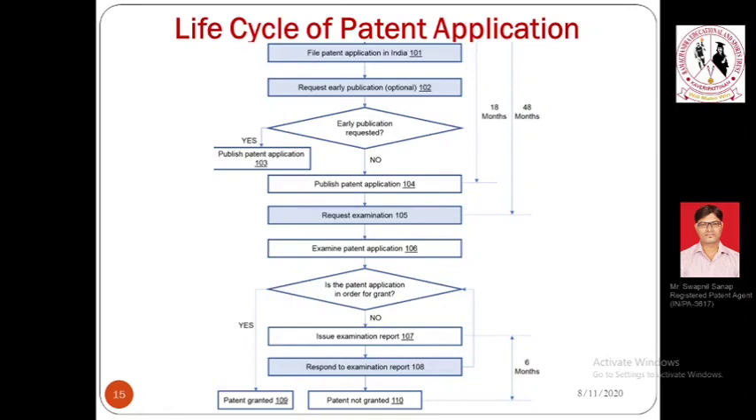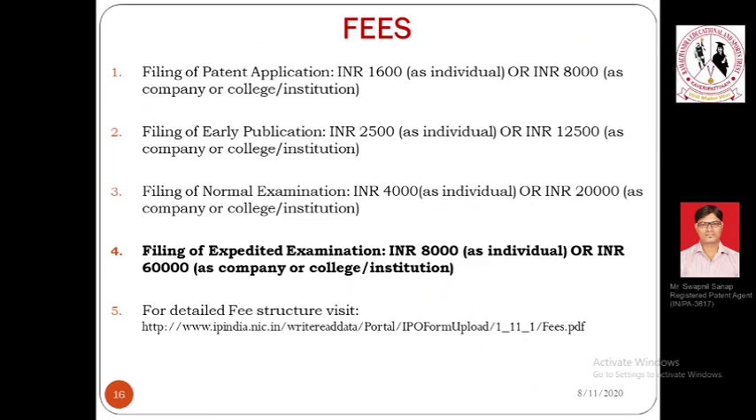So if you want to publish your complete application which is filed at step 101, you need to pay the fee of 2500 rupees if the application is filed in the name of an individual, that is your individual name or the group of people. But if you have filed the patent application in the name of a college or company or institution or organization, then the official government fee changes to 12,500 rupees. This is the government fee, right?